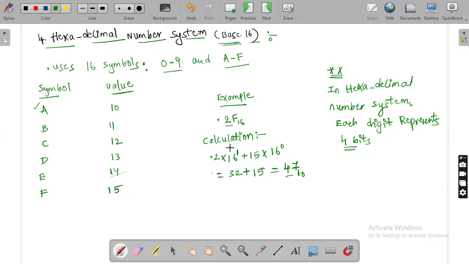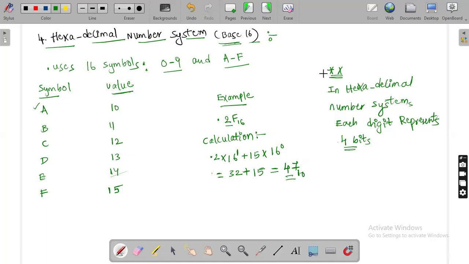You will get the answer in decimal format. When you write 2 into 16 power 1 plus 15 into 16 power 0, you will get the answer in decimal format, as 47. This you have to treat as a decimal 47.